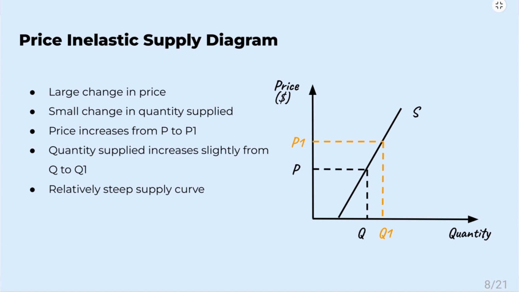The supply curve is relatively steep, which means producers are less responsive to price changes. In the diagram, price increases from P to P1, while quantity supplied only increases slightly from Q to Q1. For example, imagine the price of wheat rises from $3 to $5 per kilogram. Because crops take time to grow, quantity supplied may only increase from 1,000 tons to 1,200 tons. The small increase in quantity supplied compared to the change in price shows that supply is price inelastic. Producers cannot quickly respond to changes in market price.